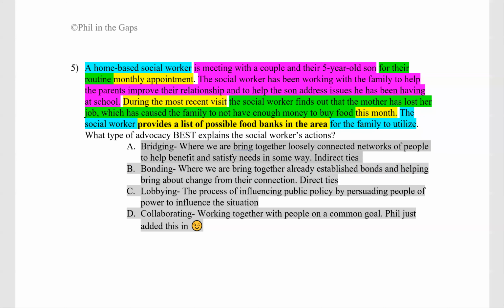We are going to go with A, bridging, because we are bridging this mother and this family to a new organization, aka the food bank, and making sure their needs get met by having two things that have indirect ties with one another, connecting them together in order for them to benefit in some way, shape, or form. So the correct answer here is A. So that's how we look at that question in particular.